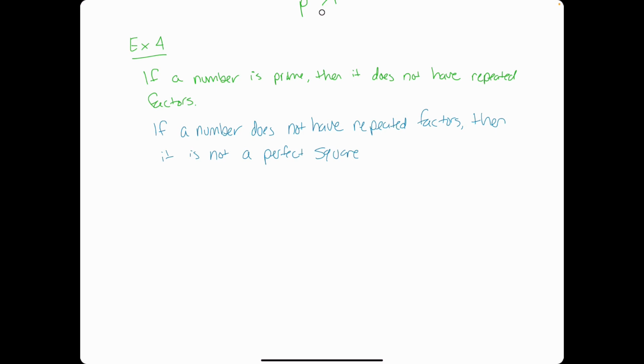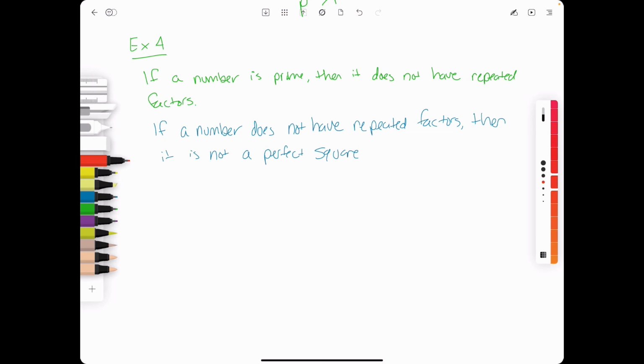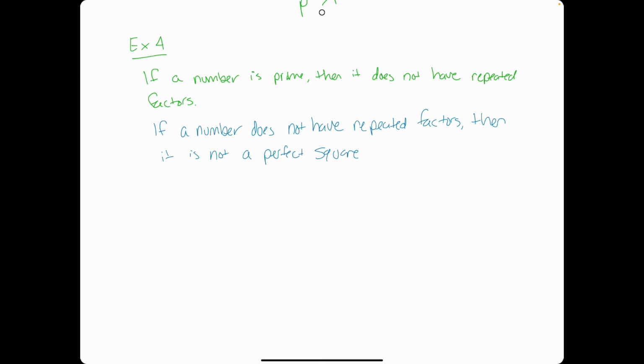Okay, so we have two true conditional statements. For the quick side note, what we're talking about with factors here. If I take a number such as 12, and I use the factor tree idea, 2 times 6 is 12, and then 2 times 3, so the factors would be 3 times 2 times 2. So right here I have a repeated factor.